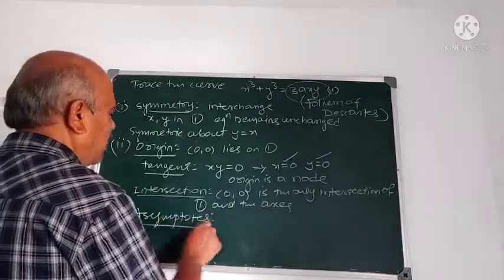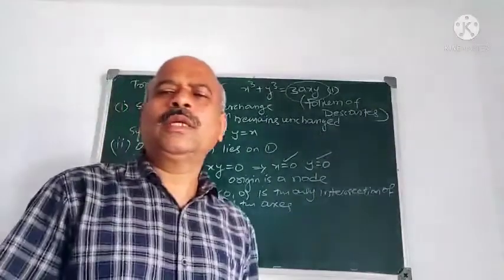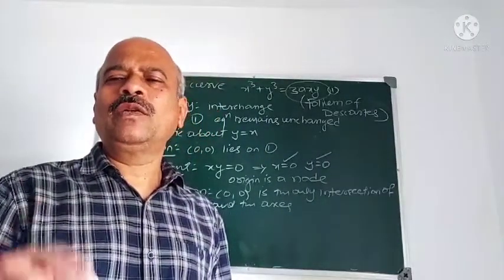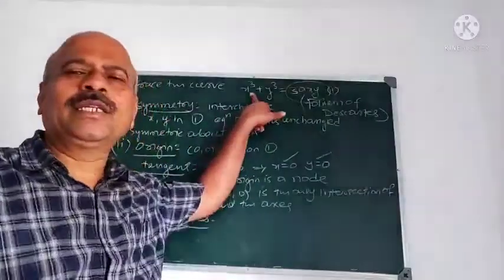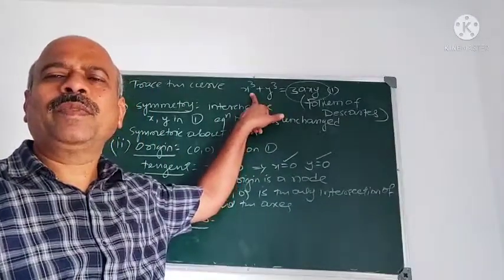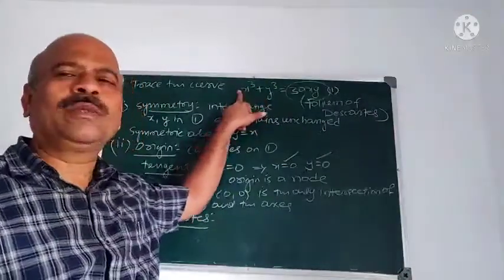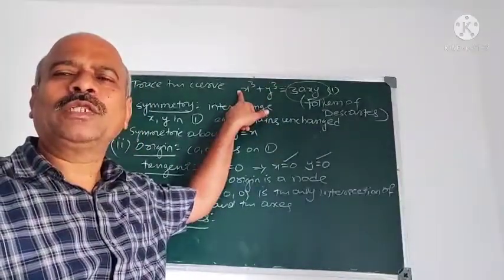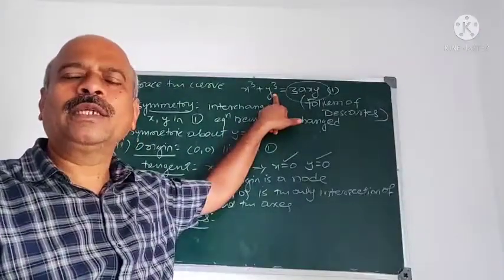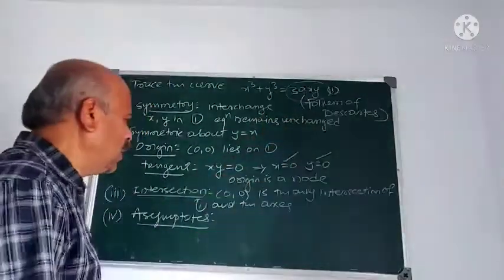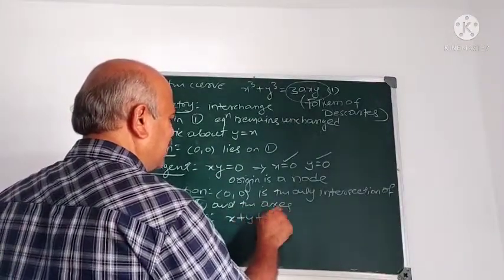See here, there are no parallel asymptotes, meaning no asymptotes parallel to the x or y axis. Why? Because the coefficient of the highest degree term in x is 1, a constant. x cube is the highest degree term in x, and its coefficient is 1. Therefore, there is no asymptote parallel to the x axis. Similarly, no asymptote parallel to the y axis. But there is an asymptote: x plus y plus a is equal to 0.